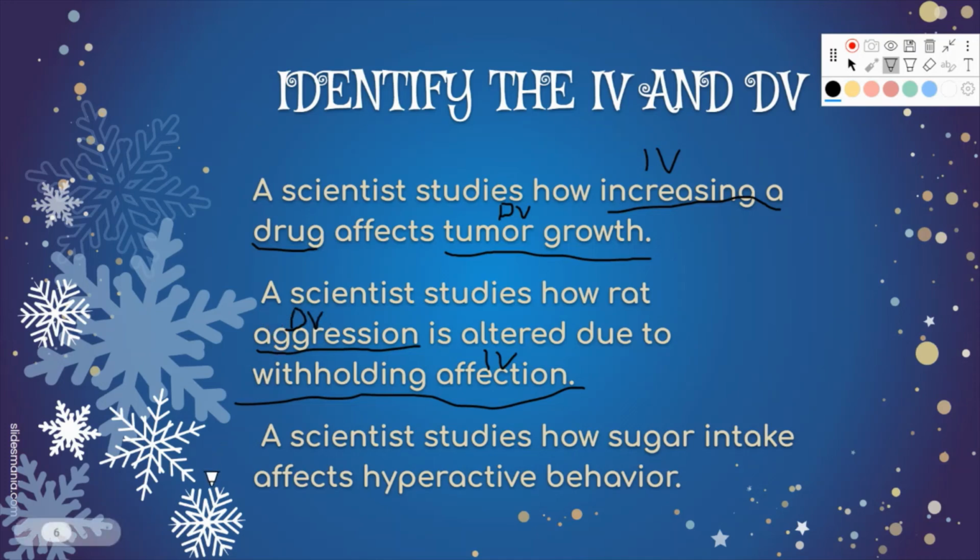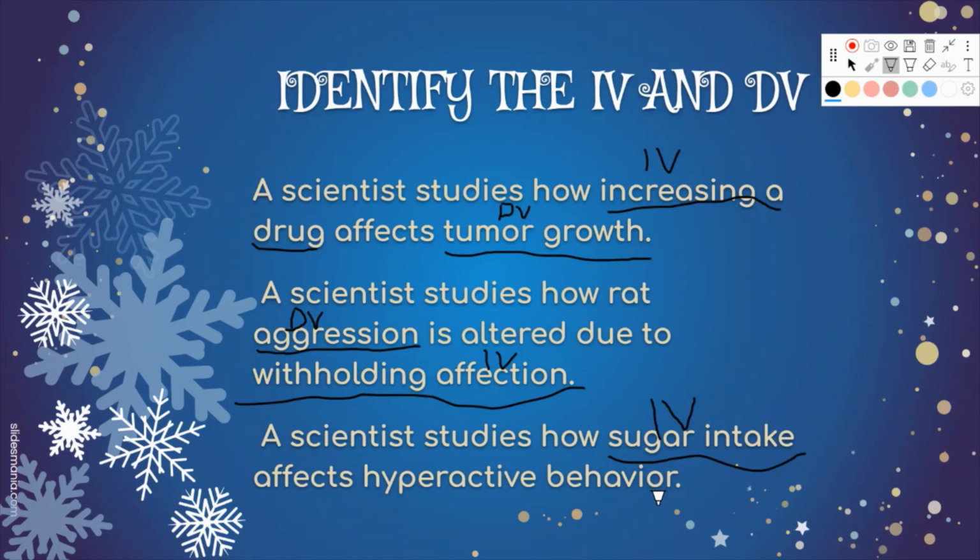So the next one: a scientist studies how sugar intake affects hyperactive behavior. The independent variable that they are changing throughout the experiment is the sugar intake, right? How much sugar the subject is getting. It could be 5 milligrams, 10 milligrams, 15 milligrams, but it's changing every time, right? That is what is being changed or manipulated throughout the experiment.